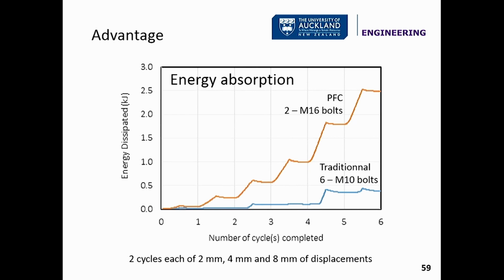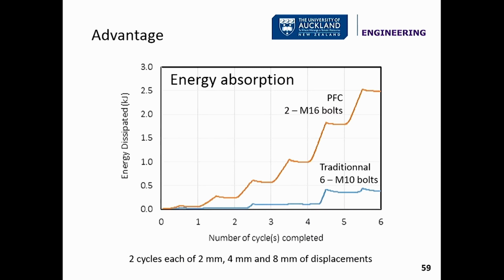So what does that mean for energy absorption? A traditional connection with a lot of small fasteners: remember that we have two cycles for every displacement. The first one, there's uptake of the fibers. The second one, no difference. First cycle, almost nothing different. But in the PFC connection, every cycle, there is uptake of energy absorption in it. And this was for 2, 4, and 8 millimeter displacement.